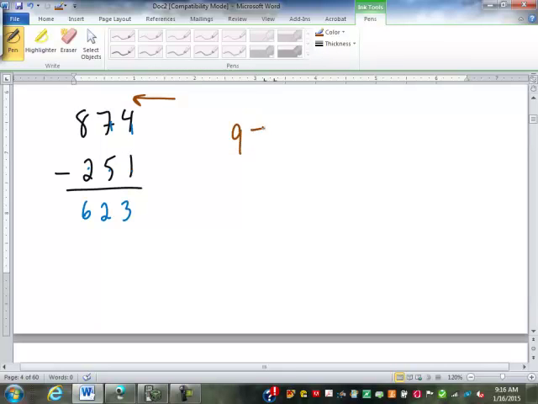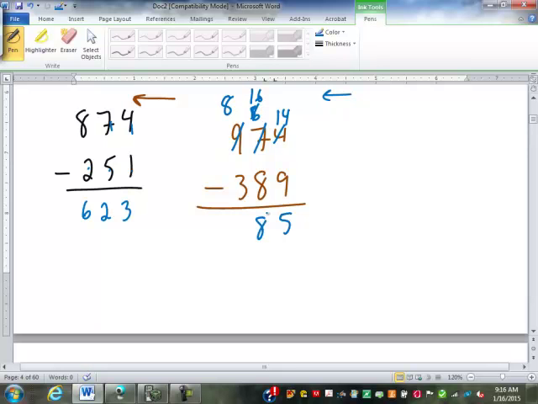No problem. Let's say we have 974 minus 389. We've been taught to go from the right to the left because we run into 4 minus 9 can't be done, so we're going to borrow from the 7. That's now a 6, and this is a 14. 14 minus 9 is 5. 6 minus 8 can't be done, so we'll borrow from the 9. That's an 8, and this is now a 16. 16 minus 8, 8. 8 minus 3 is 5.